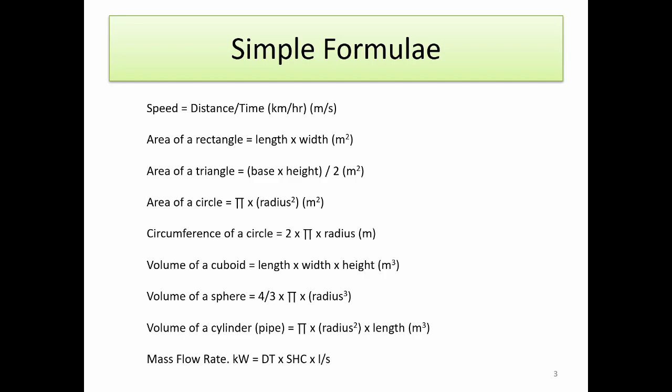Mass flow rate. This is one we use in heating calculations. Kilowatts equals dT, which is temperature differential, times the SHC, which is specific heat capacity of the fluid, times the flow rate in litres per second.